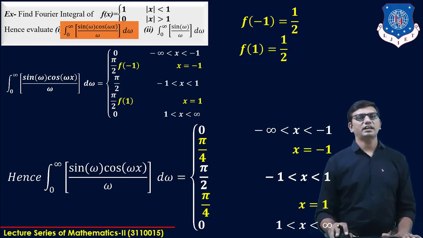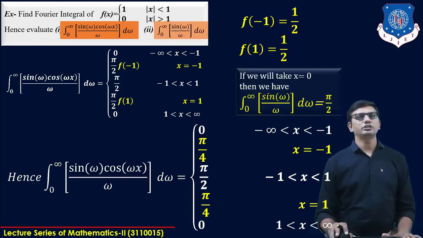Now we find the second result by taking x equal to 0 in this integral. Then we get integration 0 to infinity sine omega upon omega d omega equal to pi by 2. X equal to 0 lies between minus 1 and 1, so we are taking pi by 2. The final result is integration 0 to infinity sine omega upon omega d omega is equal to pi by 2.